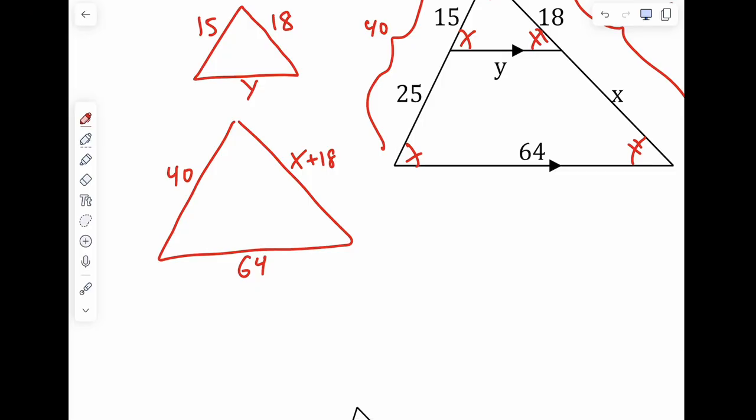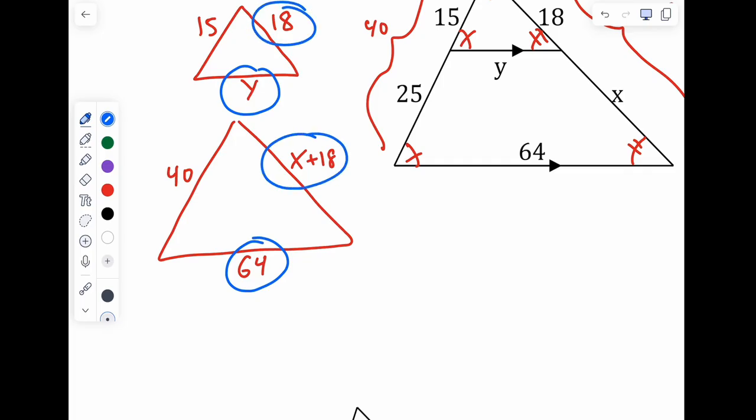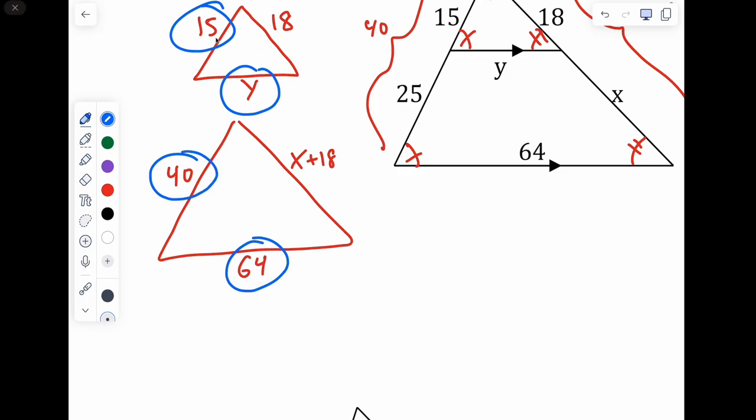Let's do the y first. Okay, the y is a little bit easier. So the y and the 64 go together. And I don't want to use the 18 and the x plus 18 because I don't know what x is. So I'm going to use these two. I need to use, in a lot of cases, two numbers that I know.